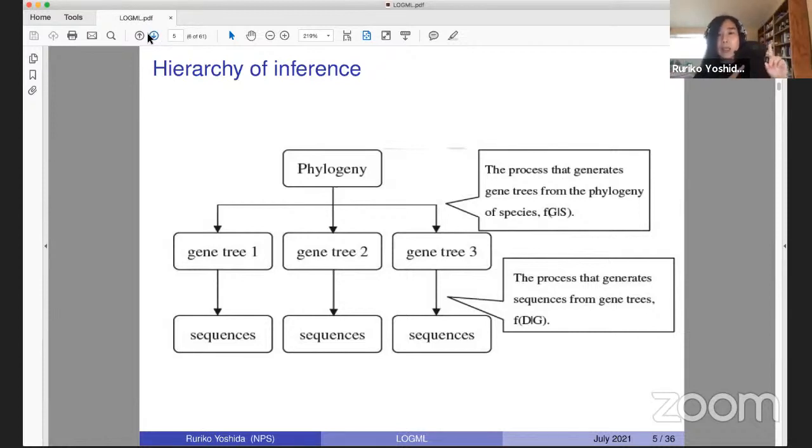So in this talk, I assume that we have good estimates of the gene trees. We are not talking about gene tree reconstruction here. I assume that we have good gene trees, so we have a sample of gene trees. That's our problem.